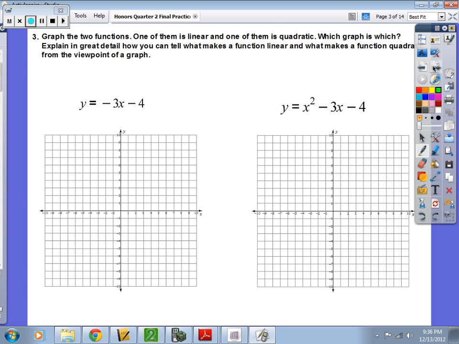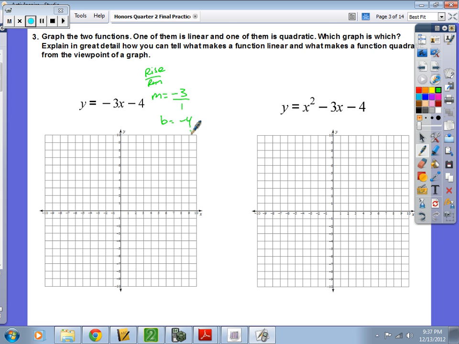What about a graph? If you're looking at a graph, how do you know what graph is linear and what graph is quadratic? So, going back to your freshman days, m is -3, or slope. I like to think of it as rise over run, so I'm going to look at it as a fraction, -3 over 1. And your b is -4. b is your y-intercept.